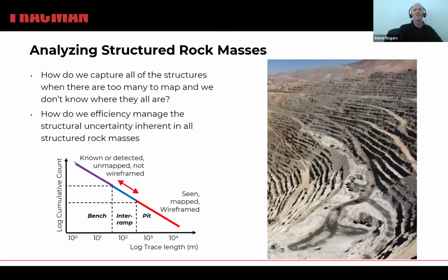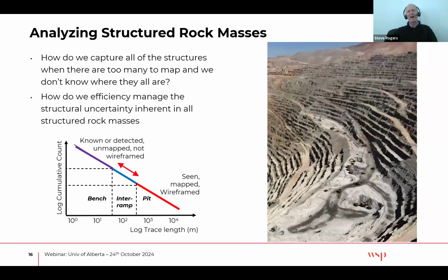So that's just by way of giving you a little bit of background on why we want to think about that. So think about a mine. This picture on the right is Chuquicamata, one of the world's largest mines. It's more than 1 kilometer deep and probably about 5 kilometers long. There are lots of structures, and actually too many structures to map. It's so big. So if we think about this power law cartoon on the right, we've got the trace length of structures from up to say 10 kilometers, all the way down to a meter.